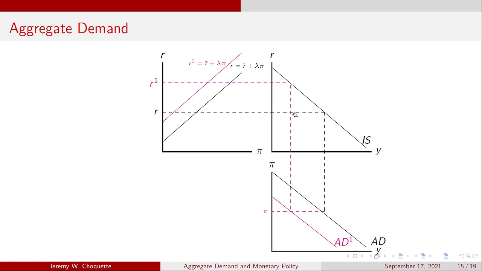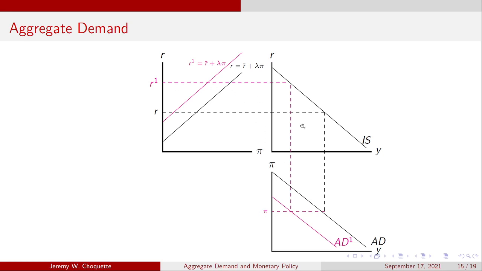See, there's this horizontal difference between where this new real interest rate crosses the IS curve and where the old one did. That is the exact amount that aggregate demand shifts inward. It shifts in by this horizontal difference between the old real interest rate and the new one. So we're going to keep the inflation rate the same. The inflation rate doesn't change here.